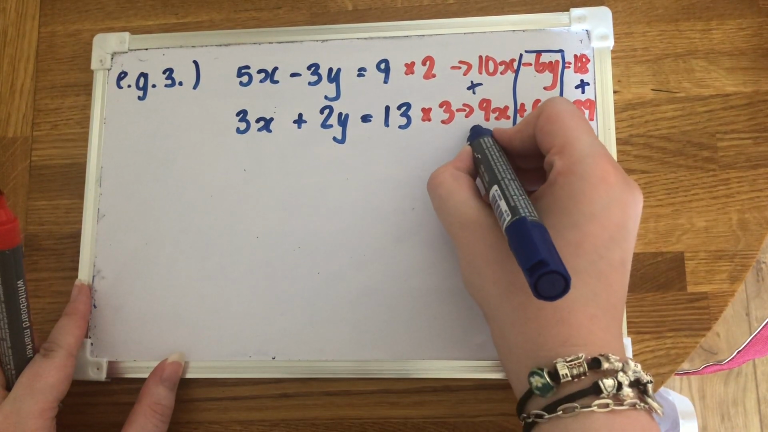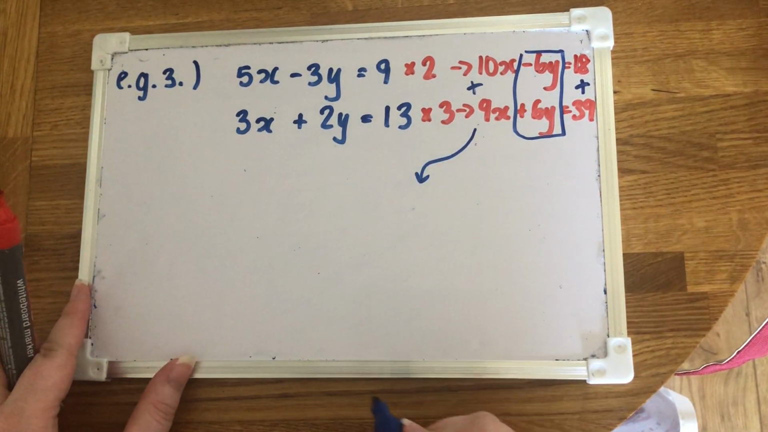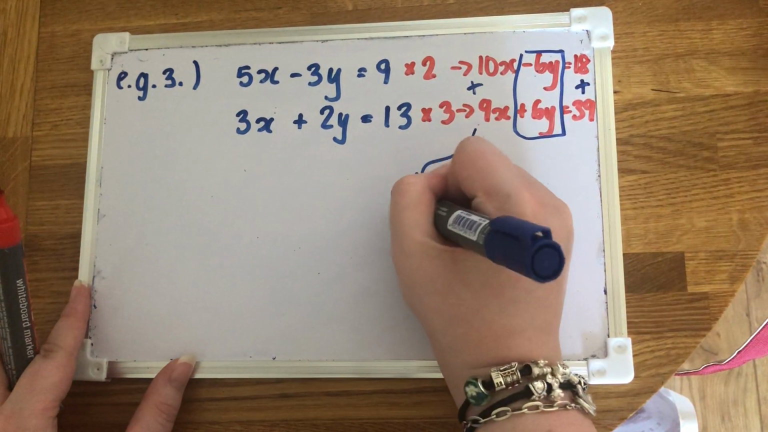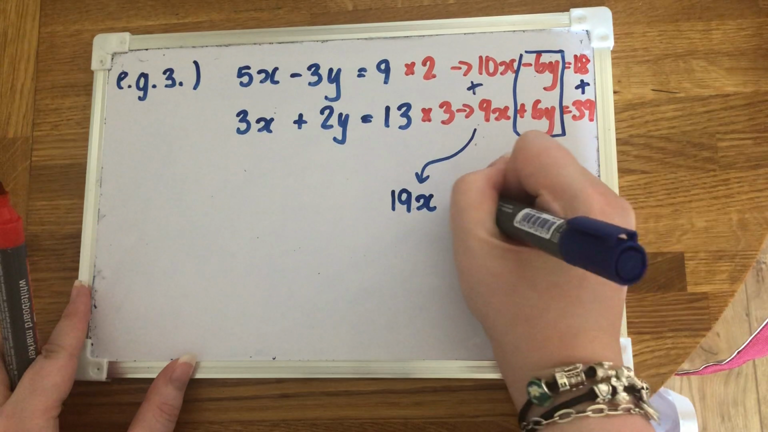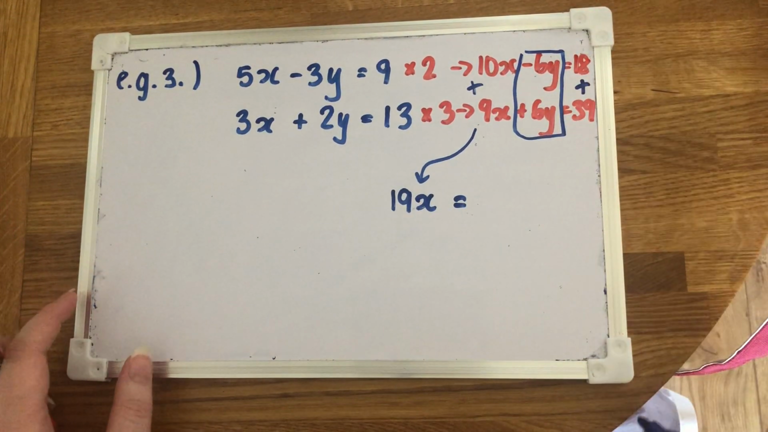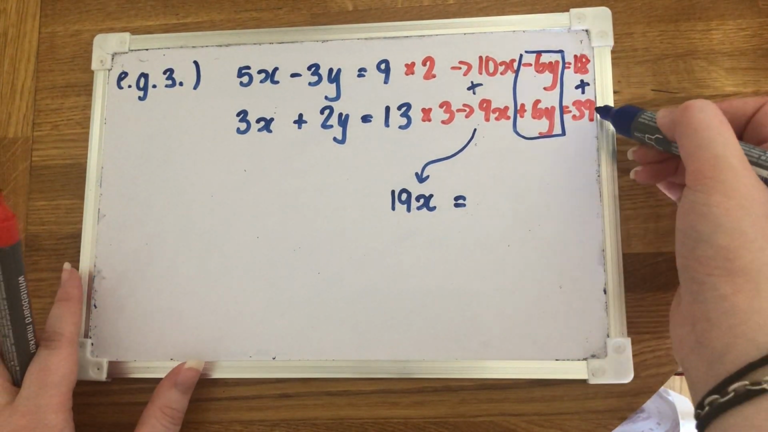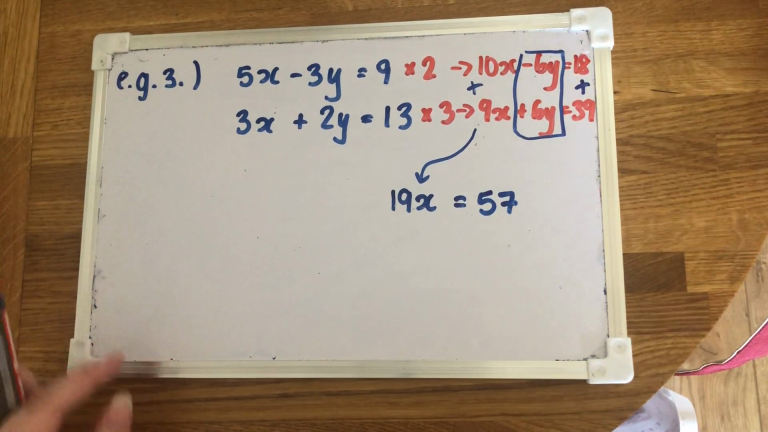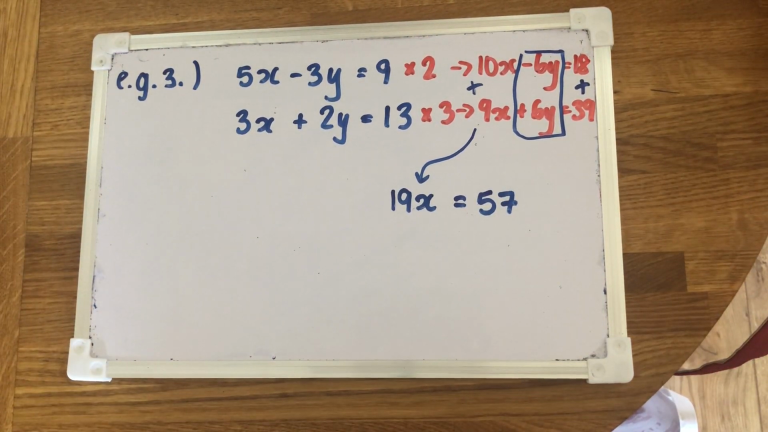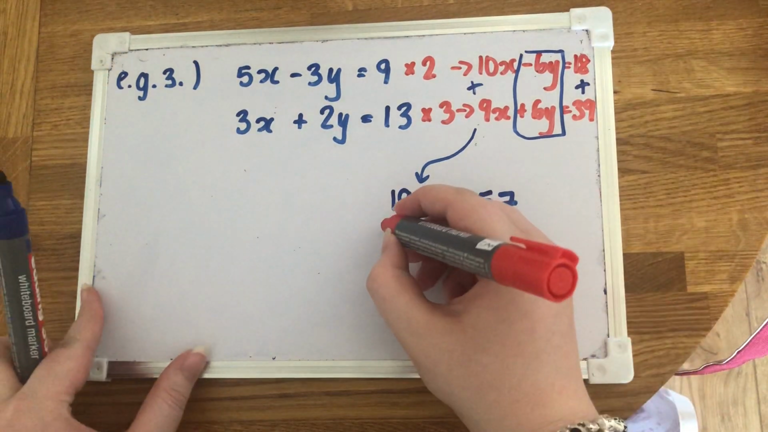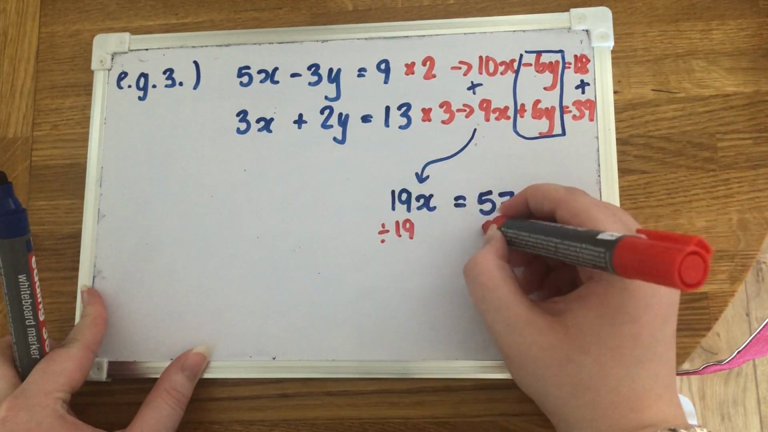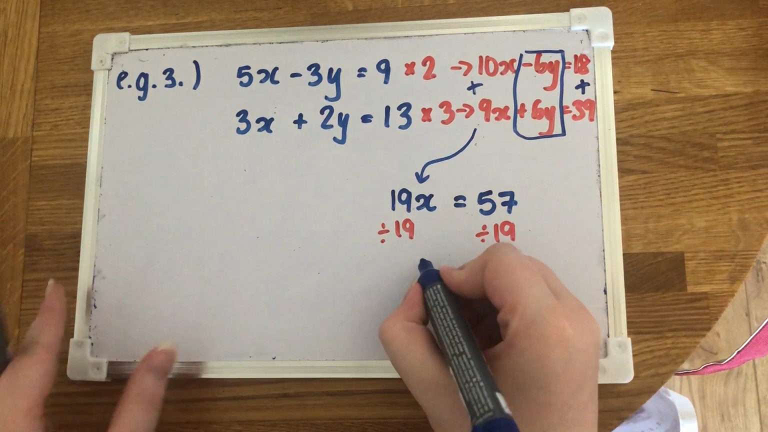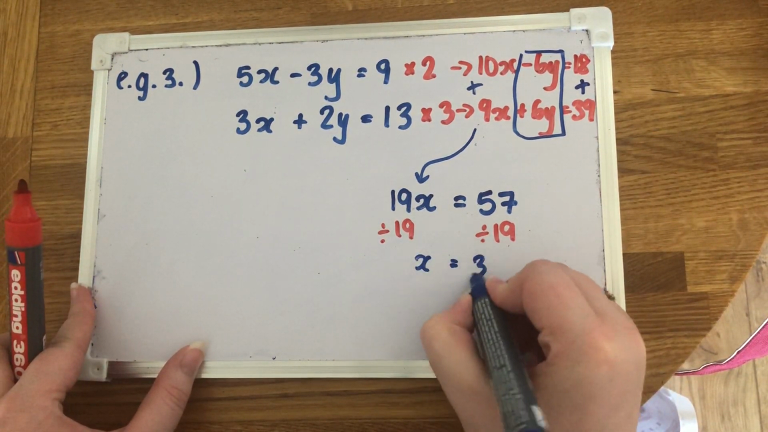I'm just going to move it over here a little bit. So if we add those together, that's going to give me 19x. We've now got no y's, which is what we want. And then if we add those, that is 57. Okay. Then we just solve that to work out what x is. So divide by 19, which gives me that x is 3.